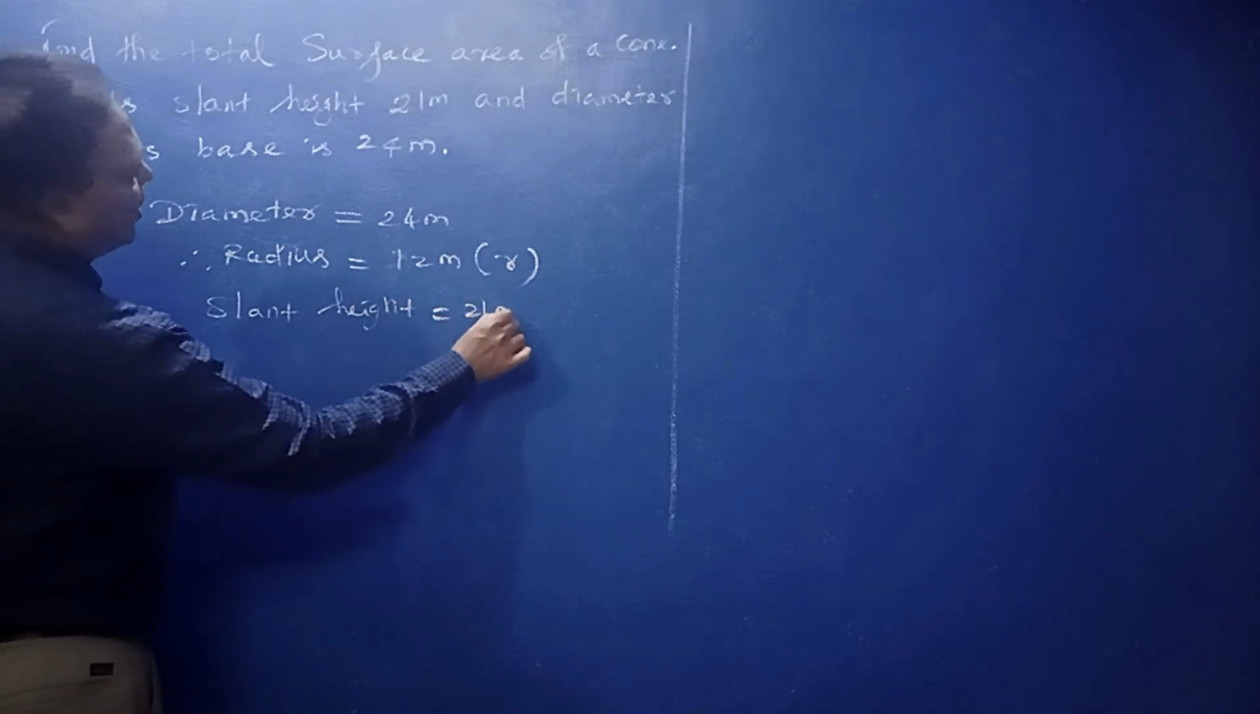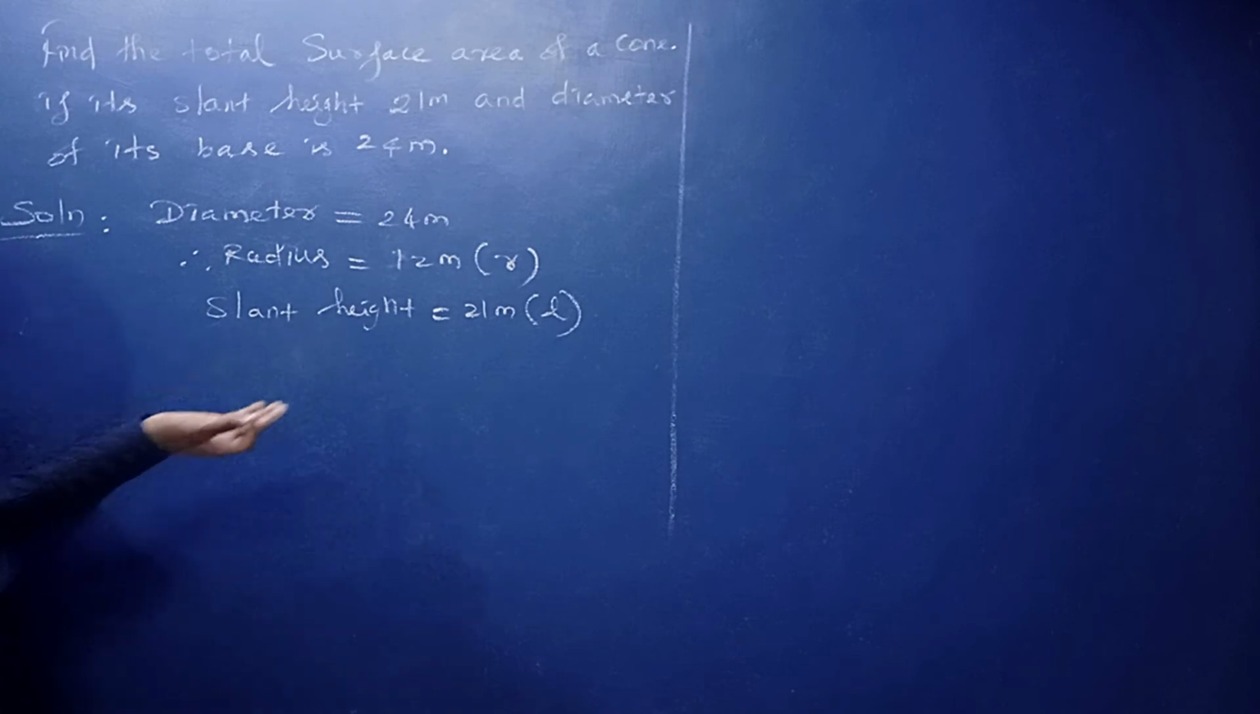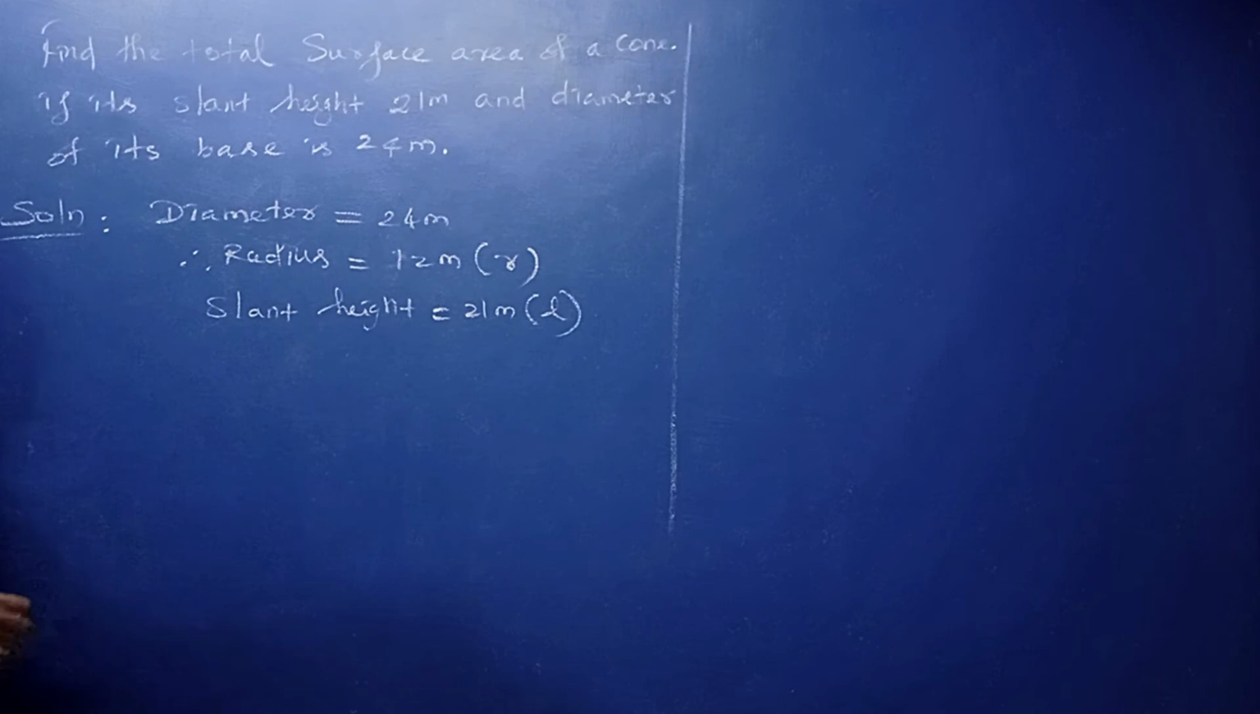Slant height is equal to 21 meter. That is L. It is given straight away. Sometimes the height will be given, and you have to find out the slant height by using this height and radius, right?